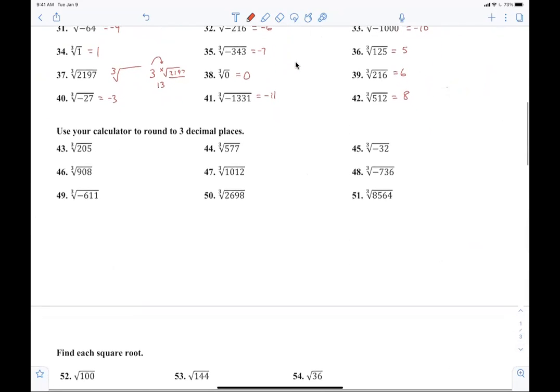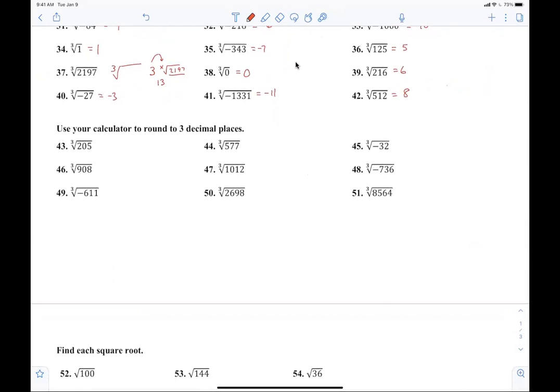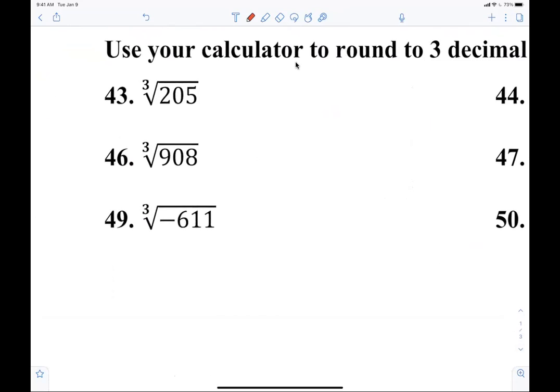Now, the rest of them, we're just going to go around the room and you just practice using your calculator. Make sure you know how to do it. So, Mr. Wilson, to 3 decimal places. 5.896. Everybody's good with this on the calculator? I'm not saying he's right. I'm just asking, is that what you guys got? If not, let's fix it.